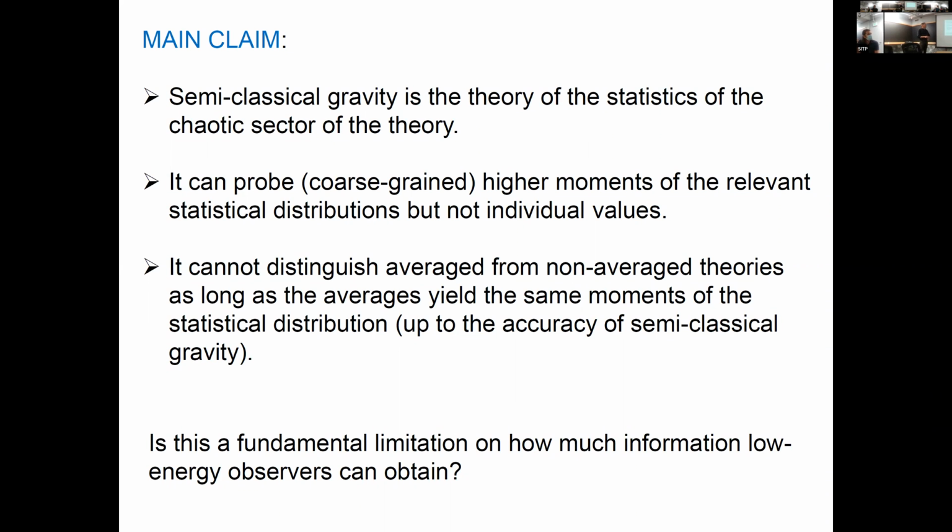Also, semi-classical gravity cannot distinguish what you call an averaged from a non-averaged theory, as long as whatever averaging you're doing yields the same moments of the statistical distribution. You just cannot distinguish the two. There's no computation that you can do that tells you precisely whether the UV theory has a bit of averaging in it or not, because these two things are indistinguishable. And this raises a maybe interesting, maybe slightly philosophical question: whether there's some fundamental limitation on how much information low energy observers can actually obtain about the high energy physics of the sea.